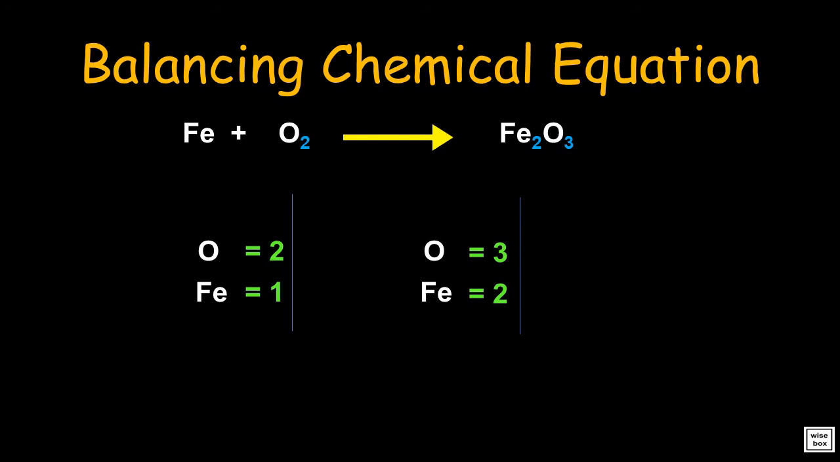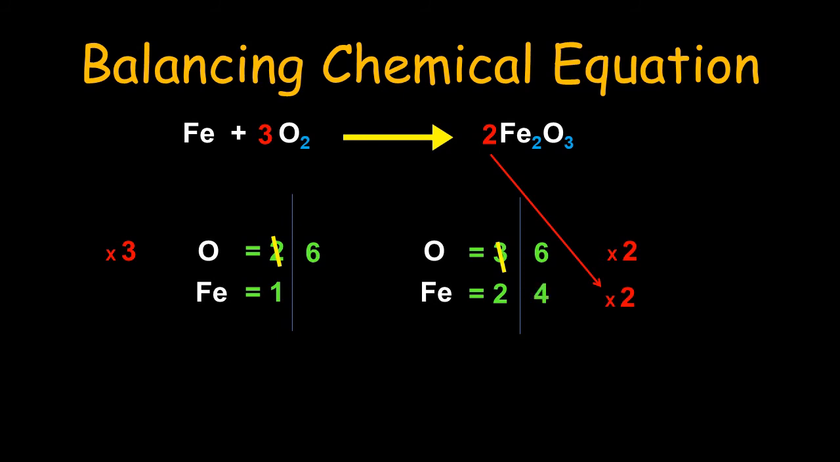If we multiply the oxygen on the left by 3, and also multiply the oxygen on the right by 2, the total number of oxygen on both sides becomes 6. Then, place the multipliers as the coefficients. Notice the coefficient 2 also applies to the iron on the right. Thus, we multiply it by 2.